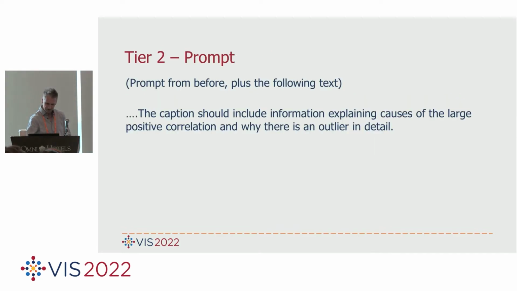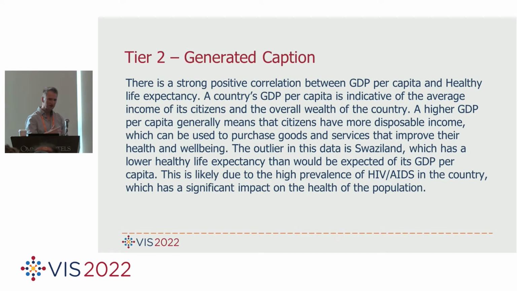So, prompt 2. To the prompt that you saw before, the long templated prompt, we added: the caption should include information explaining causes of the large positive correlation, and why there is an outlier in detail. We just added that and threw it at GPT. And then we really got something very nice, right? Look at this: strong positive correlation. And then we heard about the outlier, Swaziland, which has a lower healthy life expectancy than would be expected.